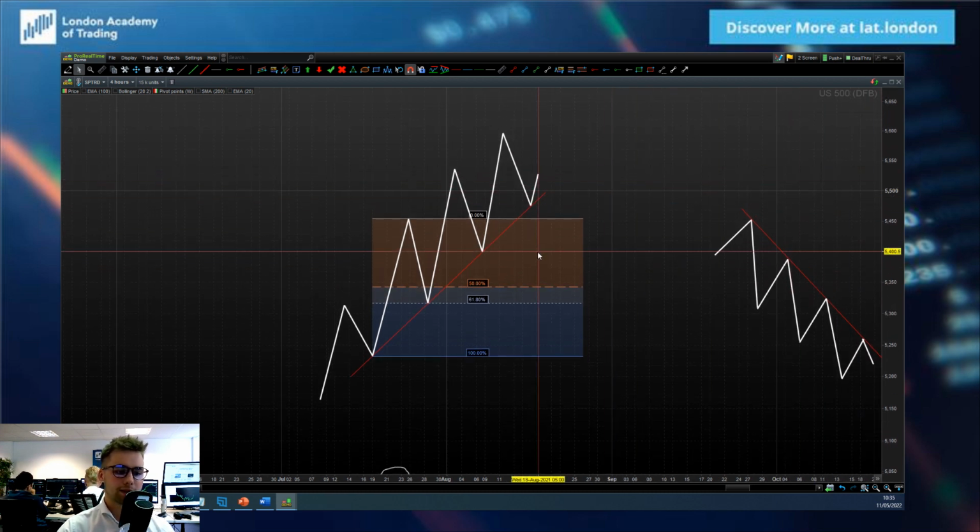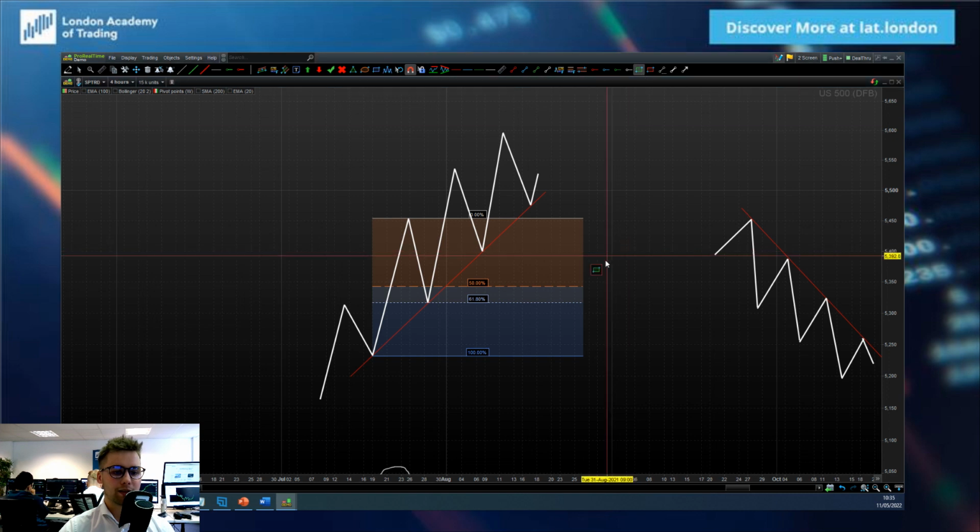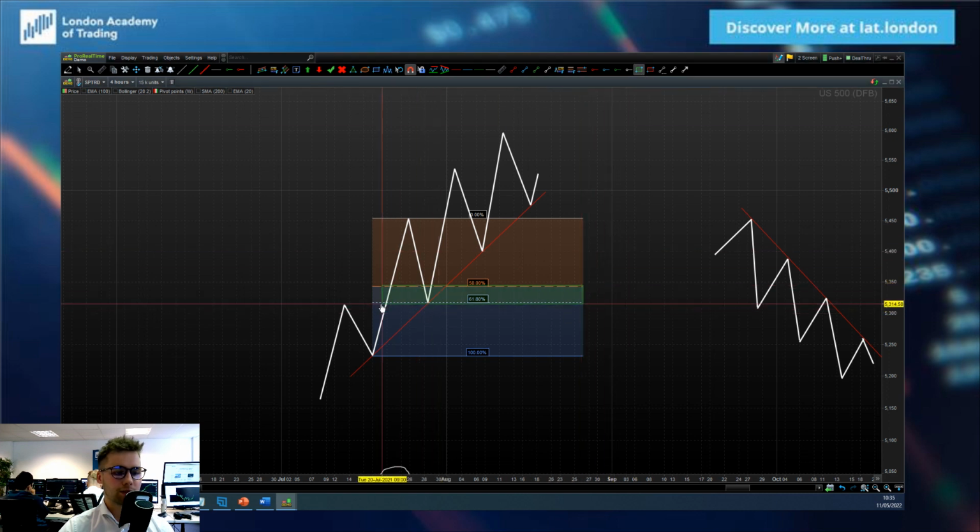So what we'd like to see is that price will retrace back towards our 50% or 61.8%, and we want to see either a clean bounce off the 61.8, which is the strongest signal, a clean bounce off of the 50%, or a rejection within the range of the two levels. So we want to see any rejection off either of these levels or in between.